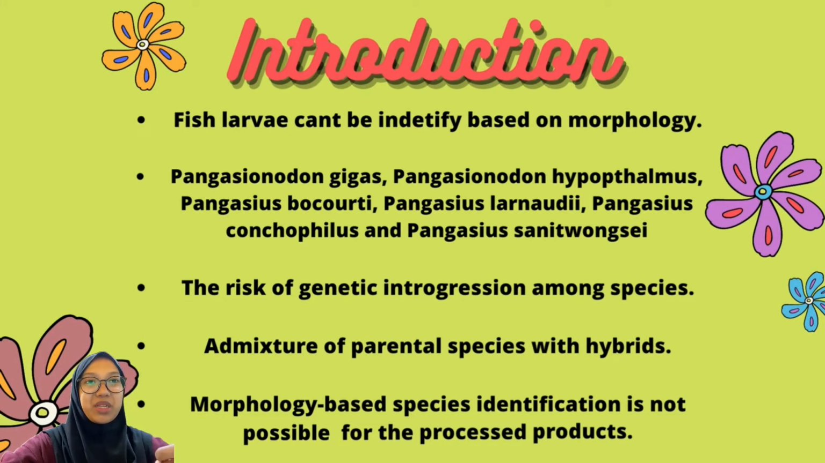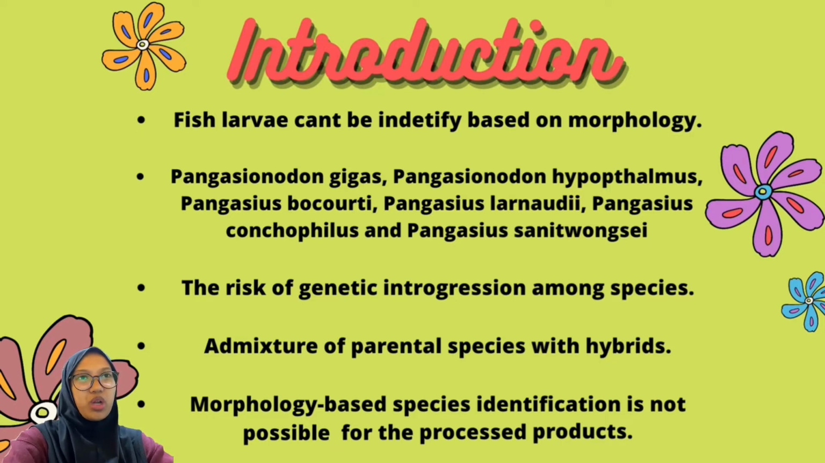Identification of Pangasiid species based on morphology can be effectively applied in adults. However, the morphological identification guidelines for larvae have not been well established for all Pangasiid species. The Pangasiid species used in this research are in point number 2. Among the hybrid species, they were capable to reproduce, and this will increase the risk of genetic introgression among species, as has been shown in some fish species.